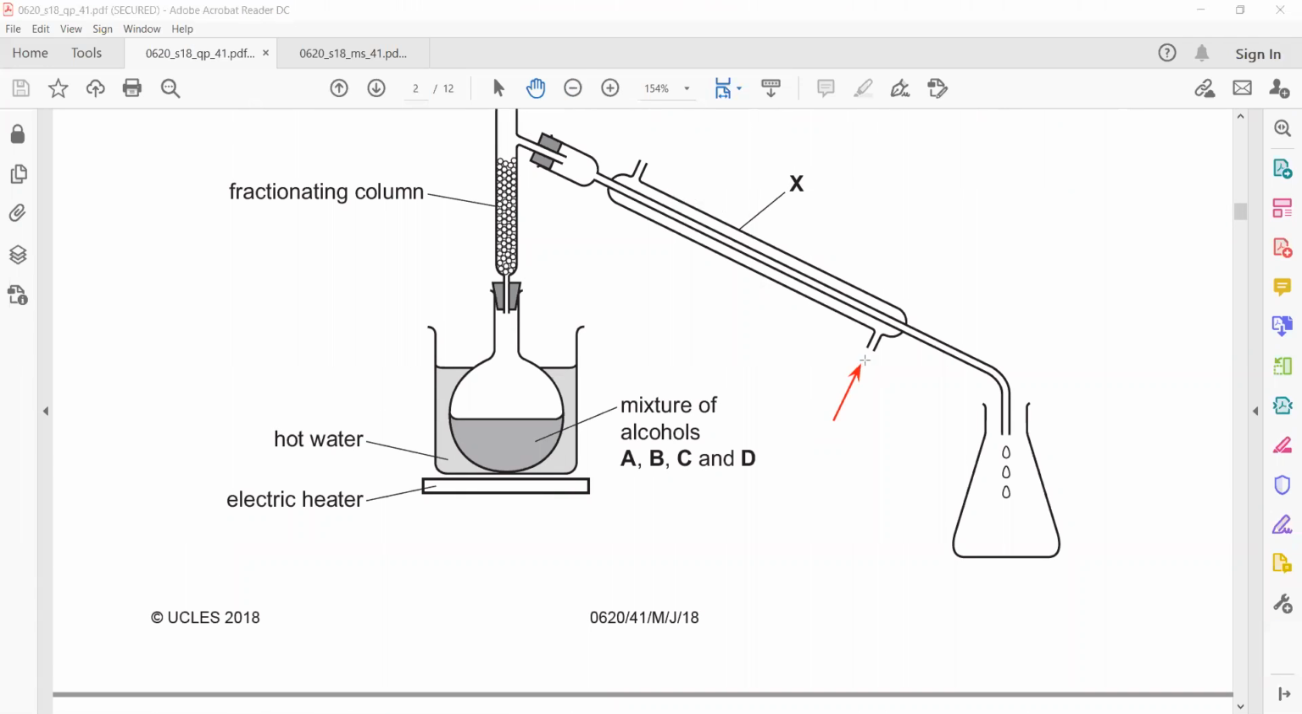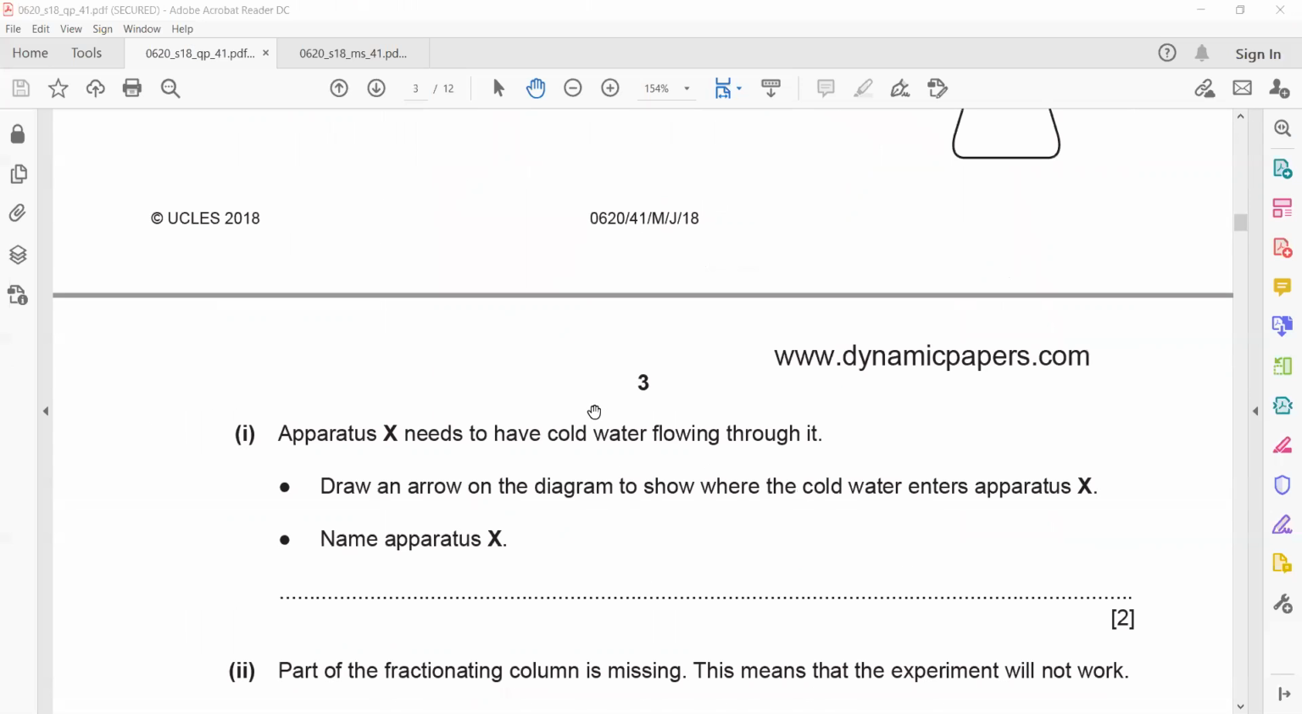So the cold water should always enter from the bottom, and when it absorbs energy, it will leave from the top. Then name the apparatus. So it is a Liebig condenser.